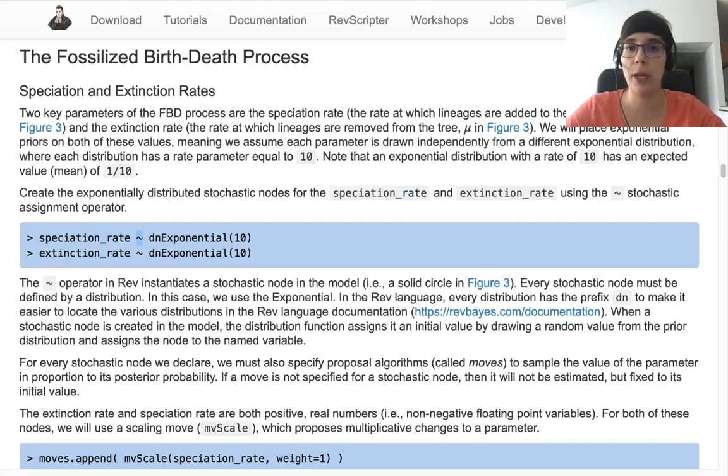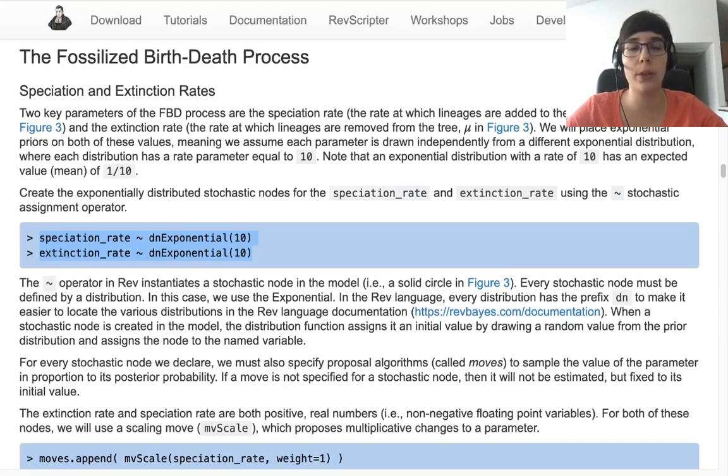Now we want to infer these parameters during the analysis. So that means that we have to set a prior on these parameters. And we're going to choose a very simple prior, an exponential distribution with a rate parameter equal to 10, which means that the expected mean value for each of the two rates is going to be 0.1. Now these are the instructions that I used to create those two parameters. We're going to call them speciation rate and extinction rate. And as you can see, we define them directly by their prior distribution.